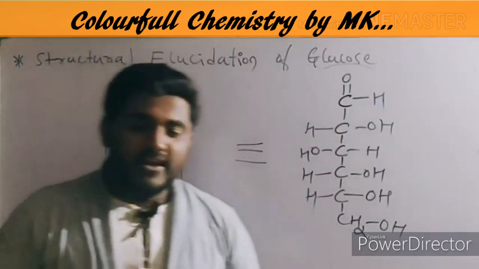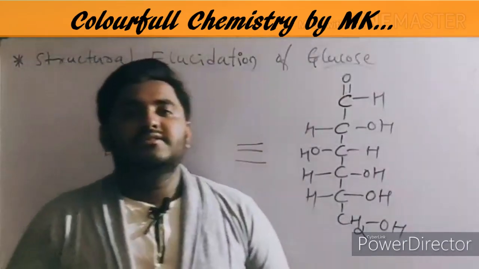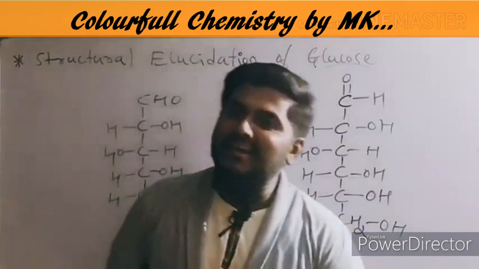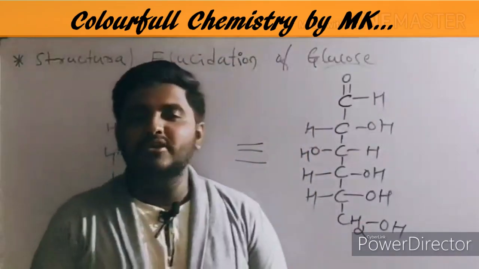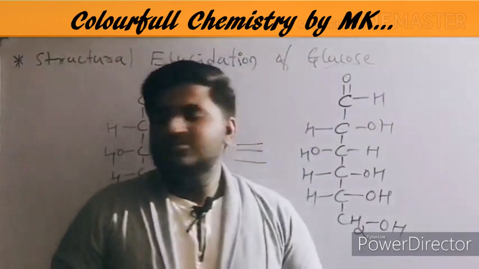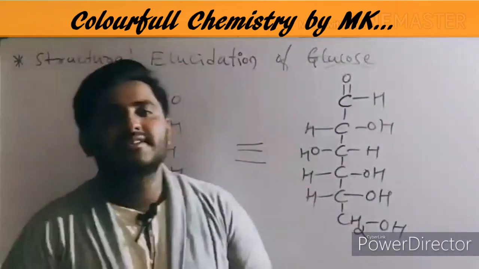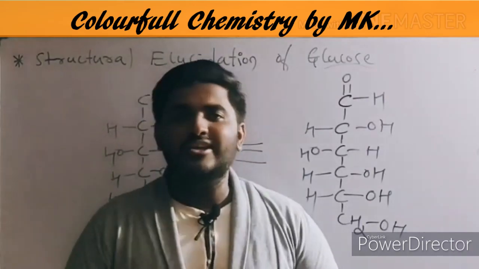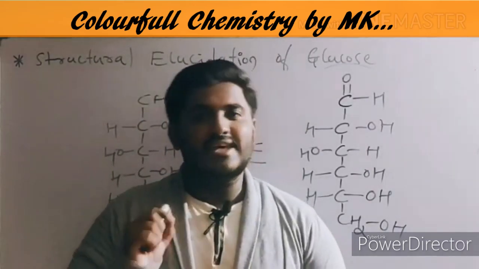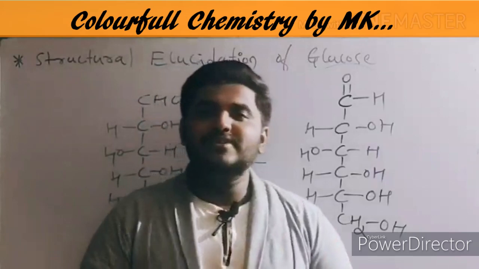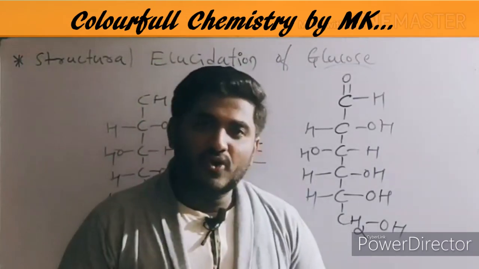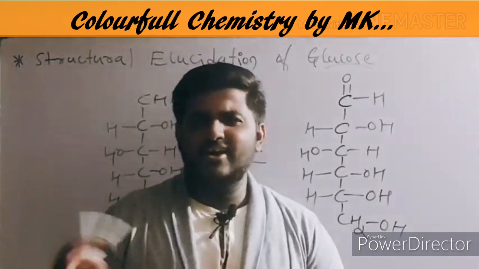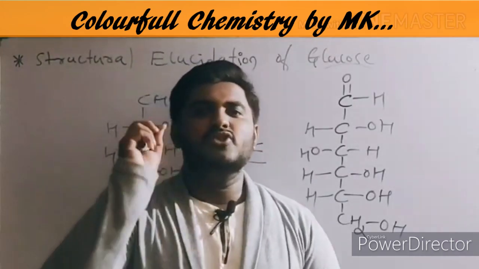So by combining all these facts, this is the structural elucidation of glucose. By using all these reactions, one can easily find out that the structure of glucose is like this. So I will quickly recall what we have studied in this class. Look here. From the first, we know the molecular formula of glucose is C6H12O6. From the first reaction, we took glucose and added HI, or any halogen acid like HCl, in the presence of red phosphorus.